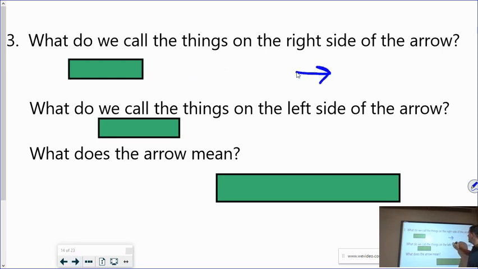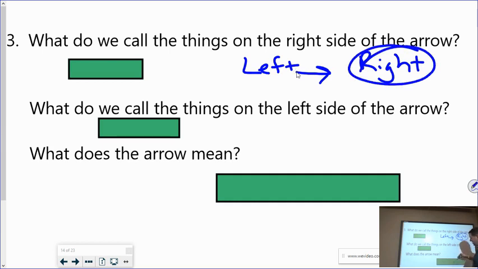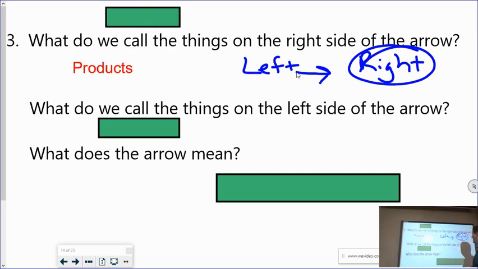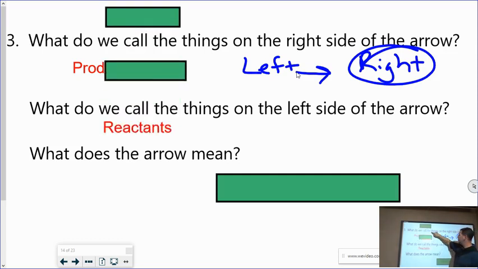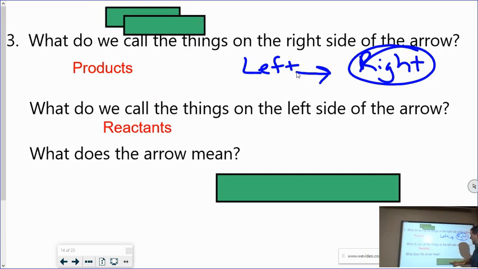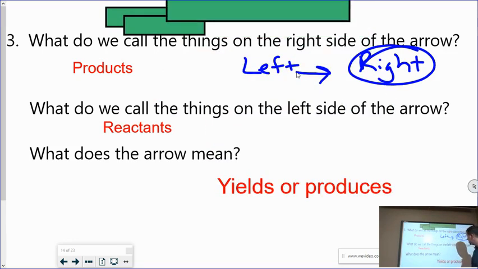What do we call things on the right side of the arrow? So here's my arrow, and if you have trouble with directions, this is the left side, and this is the right side. Again, we go through this because a lot of people get this messed up. So what's the stuff on the right side called? That would be a product. And what are the things on the left side called? Those are called reactants. And what does the arrow mean? It means to yield or produce the stuff, the products.